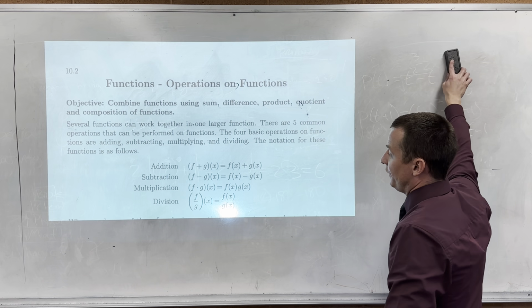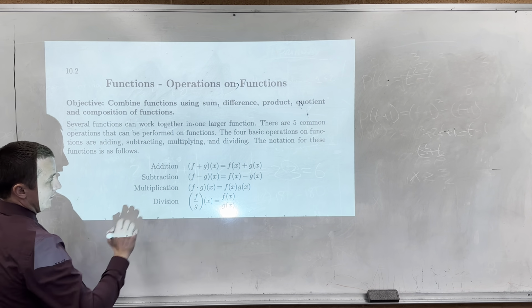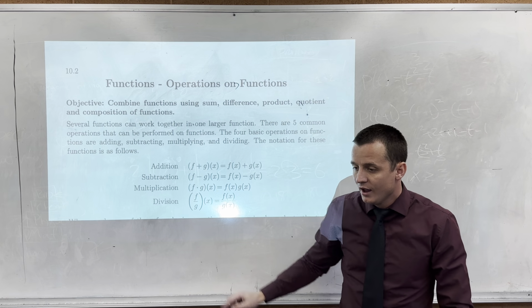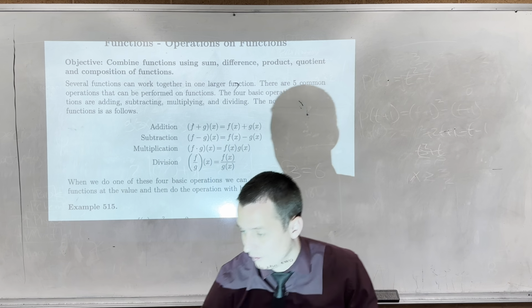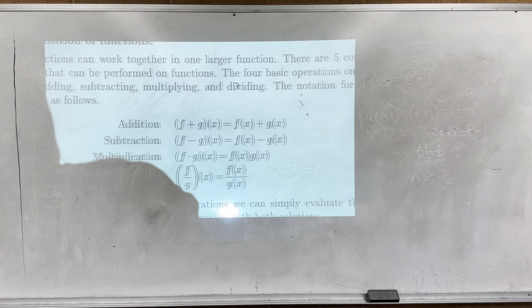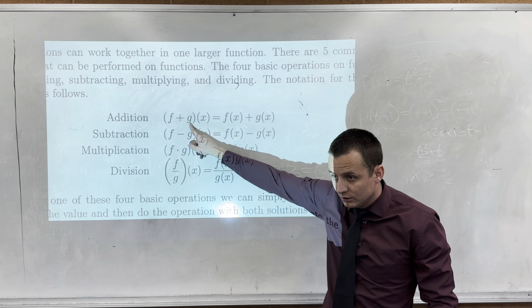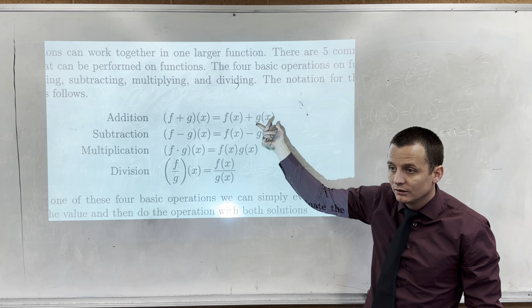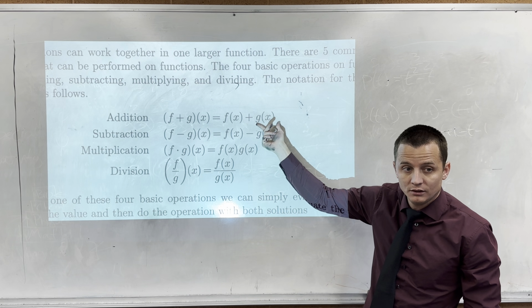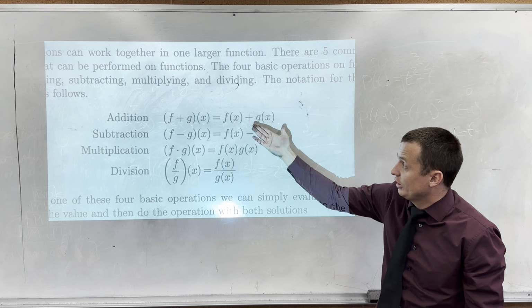How we combine functions together. We can do roughly 5 things here. I guess he has it written out here, I don't need to write it up. How do we add 2 functions together? If I've got a function f and a function g, then f plus g of x is just equal to f of x plus g of x.